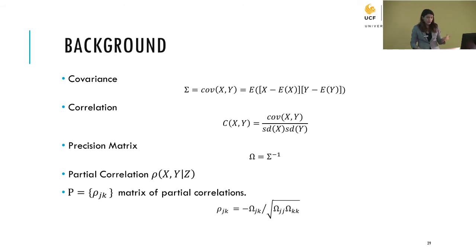So the partial correlation and the precision matrix have this useful relationship that we want to use. If an entry of the precision matrix for two variables is 0, it means that these two variables are partially uncorrelated given the other variables. And we can use this to find the conditional independence in a graph.